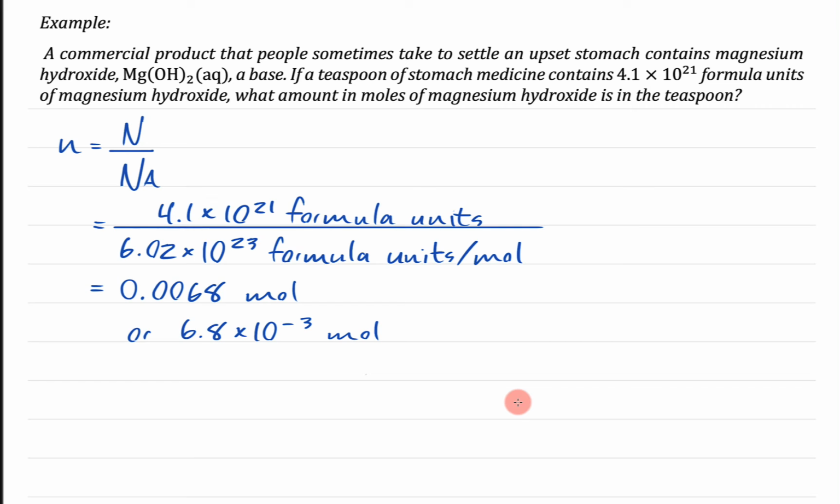So in our first example, we're making use of this relationship. It says a commercial product that people sometimes take to settle an upset stomach contains magnesium hydroxide, MgOH2, a base. If a teaspoon of stomach medicine contains 4.1 times 10 to the 21 formula units of magnesium hydroxide, what amount in moles of magnesium hydroxide is in the teaspoon?